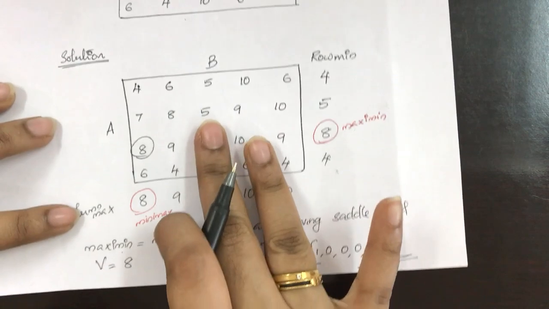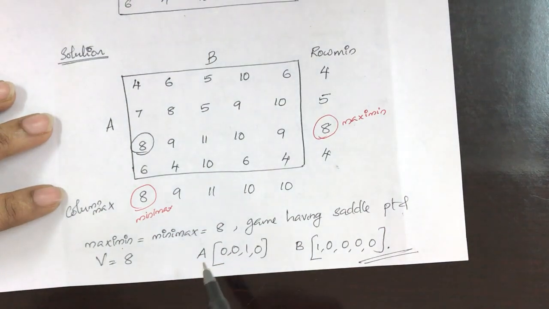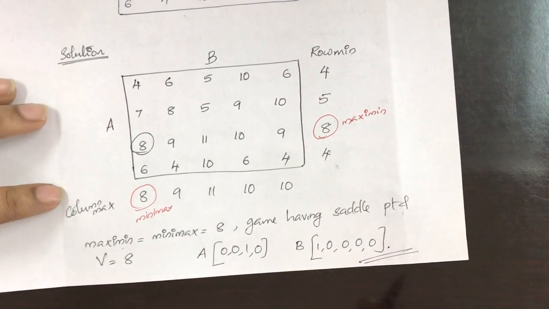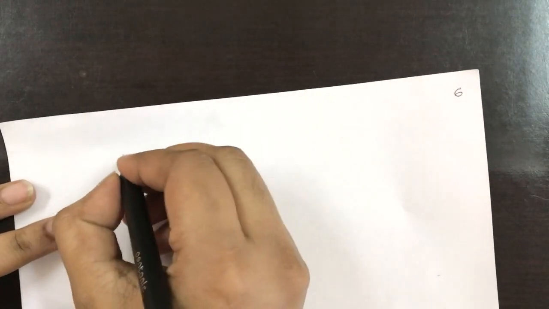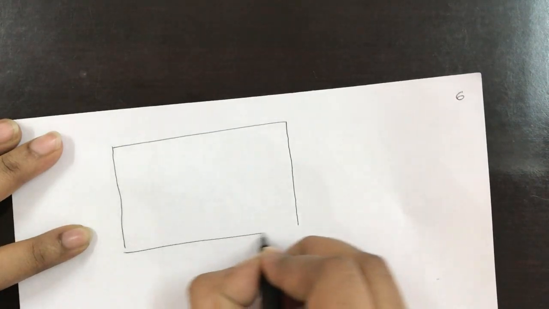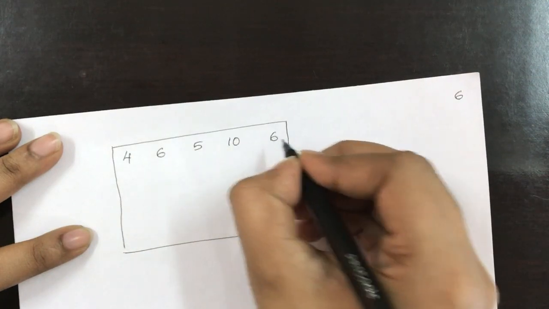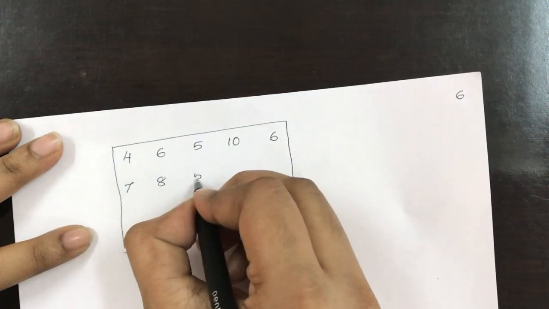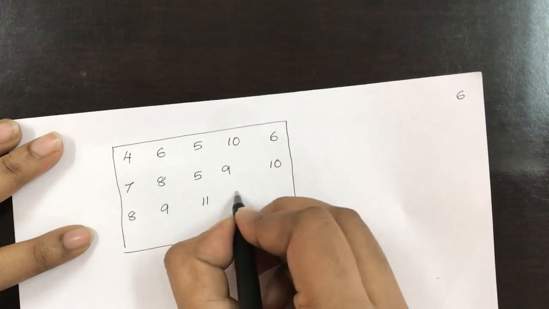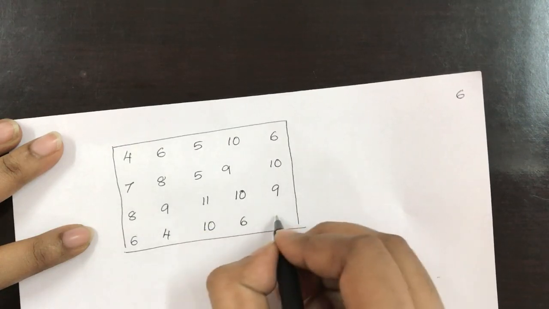We can reduce this matrix using the dominance property now. Actually this should be the answer. We can check whether, if we apply the dominance property, we get the same values or not. For applying the dominance property, once again I am going to write a table here. 4 6 5 10 6 7 8 5 9 10 8 9 11 10 9 6 4 10 6 4.